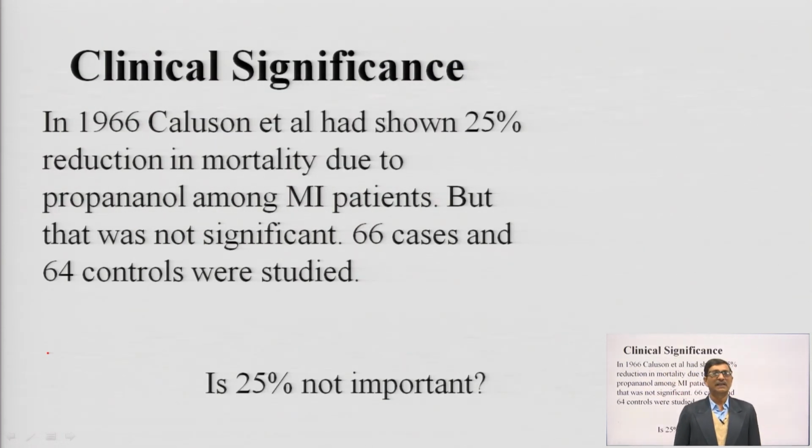I explained this in clinical significance. In 1966, Colson et al. had shown a 25% reduction in mortality due to propranolol among MI patients, but that was not significant. Significance means the changes are real. When we say the result is not significant, then the changes are not real, but may be by chance at a given level of probability. 66 cases and 64 controls were studied. So, is the 25% reduction in mortality important or not?